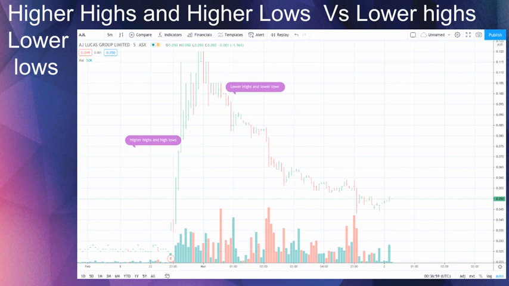So that's just another example where the stock was going high with the higher highs, higher lows, then eventually started coming down again with the lower highs and lower lows. So yeah, just think in a logical manner.